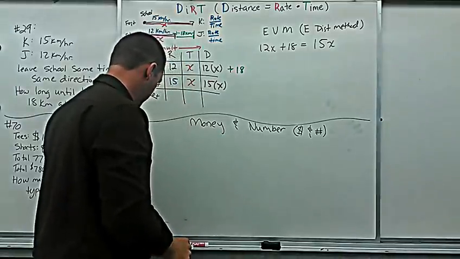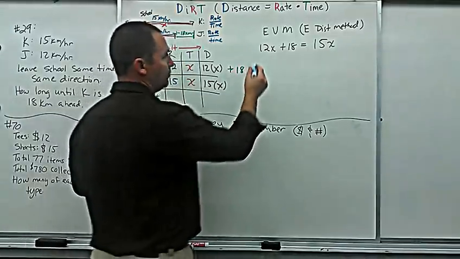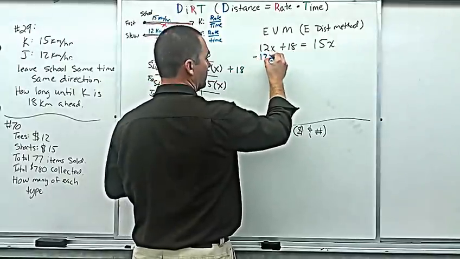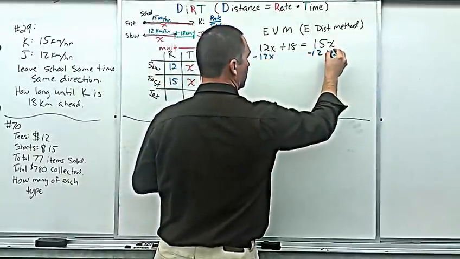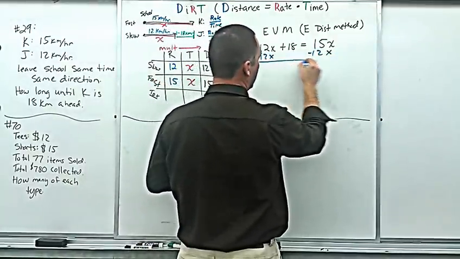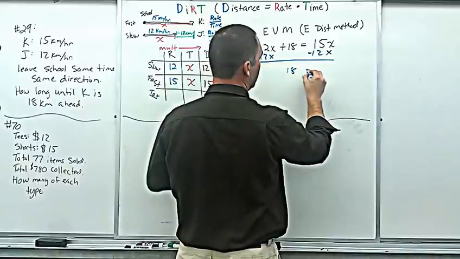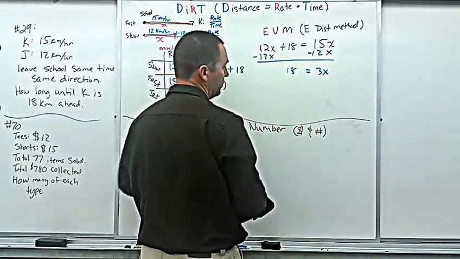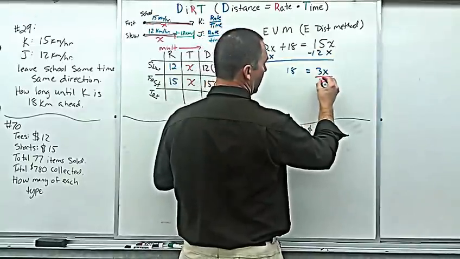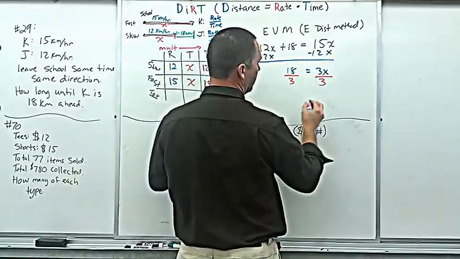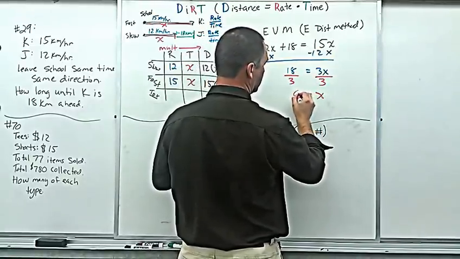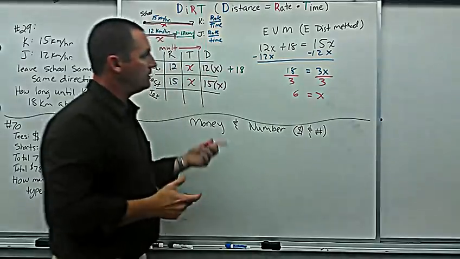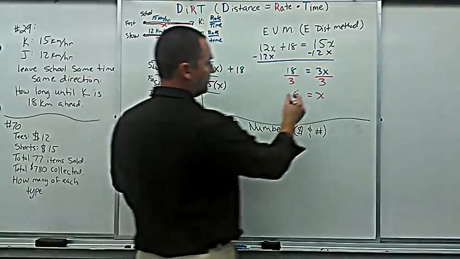And then, to solve this, I'm going to subtract 12x from both sides, and I'm left with 18 equals 3x. And my last step is going to be to divide both sides by 3. So x is equal to 6. 6 what? 6 hours.